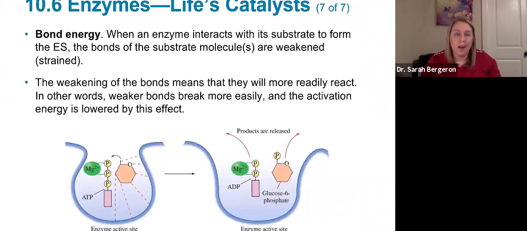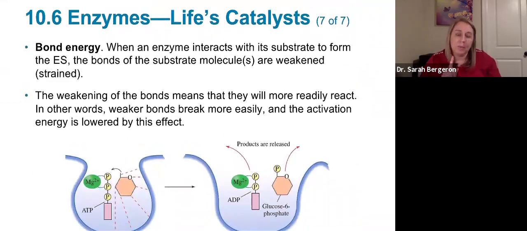Okay, so how does this work? Well, when your enzyme is going to interact with the substrate, it's going to form intermolecular interactions with our substrate. Well, when that happens, it's going to weaken the bonds that are inside of the substrate molecule. And the book calls them strained bonds. But because these strained bonds are weaker, then that means that it's easier for them to react with other molecules. And so the weaker bonds will break more easily. And that is what in effect lowers our activation energy.